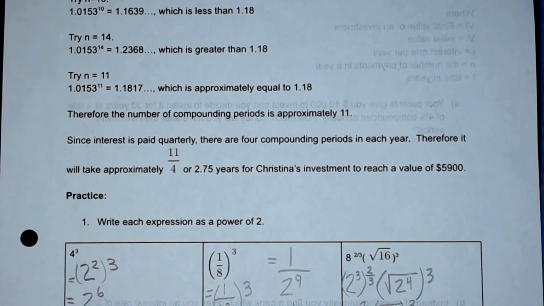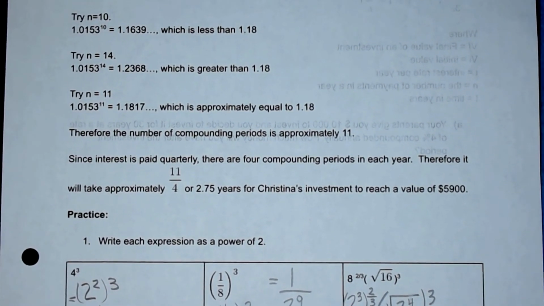So since the interest is paid quarterly, there are 4 compounding periods per year, and therefore it'll take 11 over 4, or 2 3/4 years, for Christine's investment to reach a value of $5,900. Probably in this circumstance, you would want to just save that extra $900, but this is an example of how that compound interest builds up over time.